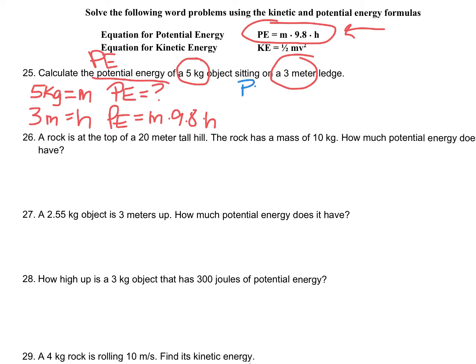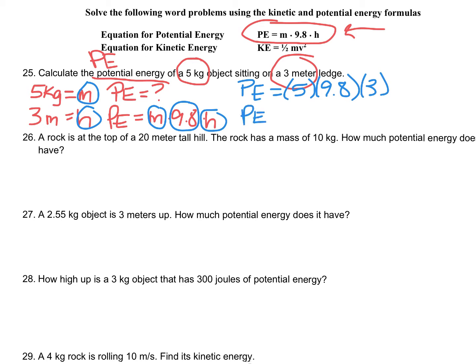Sure. Potential energy, which is what we're solving for, is equal to the mass. The mass is right here, 5 kilograms, times 9.8, which is always the acceleration of gravity, times the height. And the height right here is 3 meters. So when I multiply all three of those across, 5 times 9.8 times 3, I end up with 147. Now, since it's energy, what are the units going to be? Remember, energy is always measured in joules, J. So that is your answer for number 25.